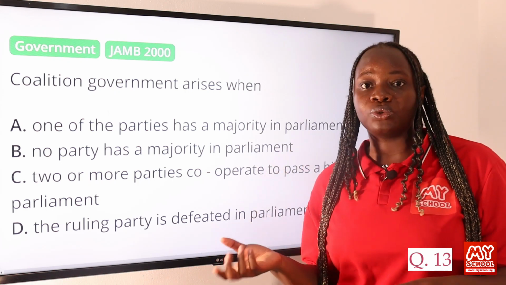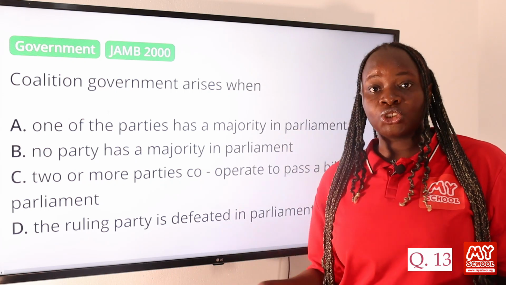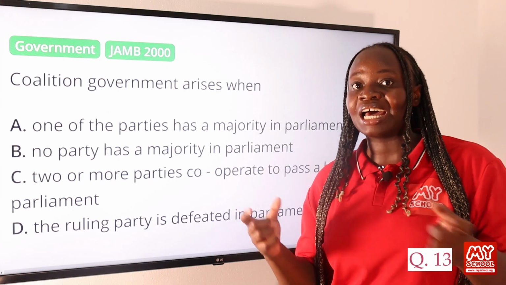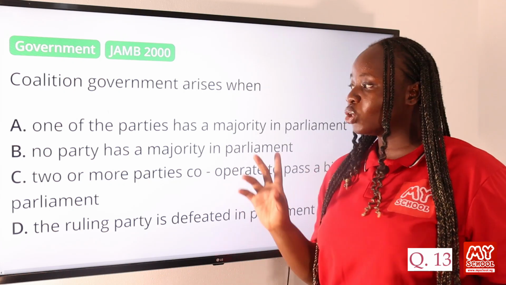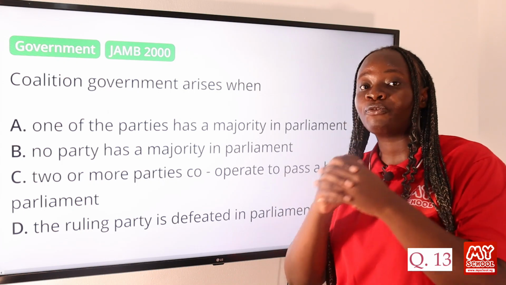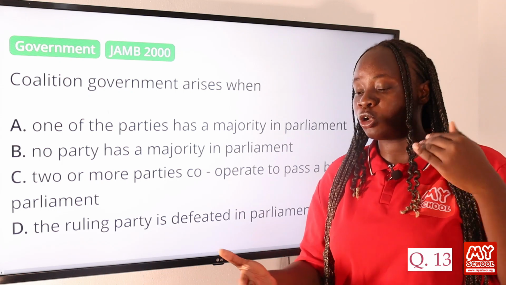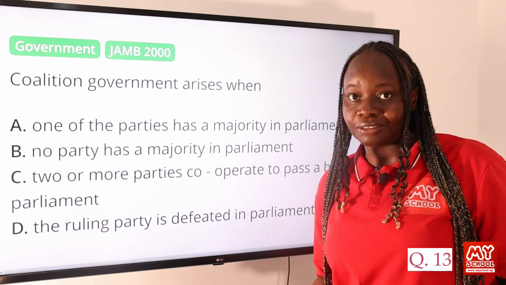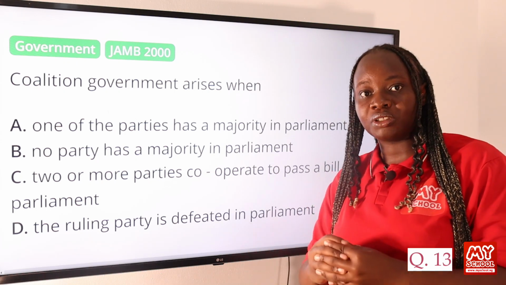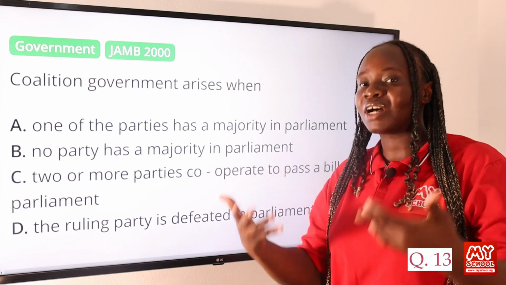This often happens when we have a multi-party system. When elections are conducted, sometimes we don't have a political party that has a majority of seats in the parliament. In this case, you have to cooperate with another political party in order to form a majority within the parliament. If there is no majority, there will be a lot of problems, especially when it comes to passing bills within the parliament. So it's important for parliament to have a majority so that they can pass bills on time. Decisions can be made faster.